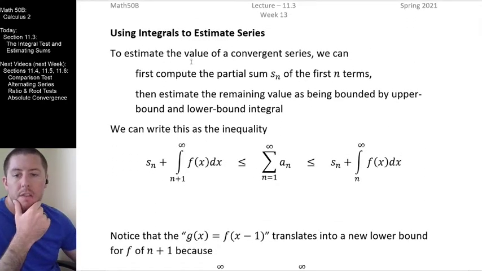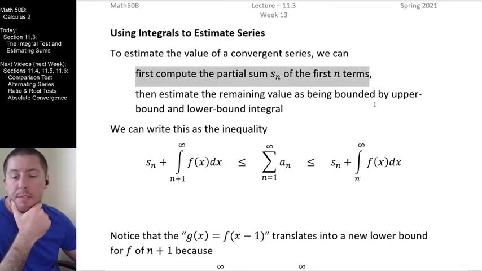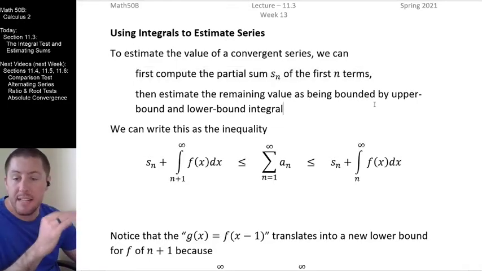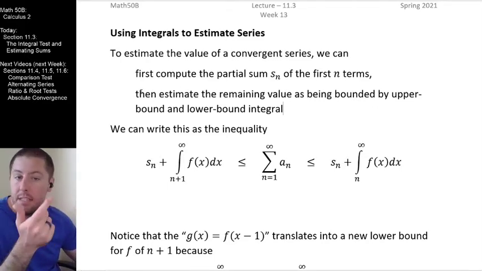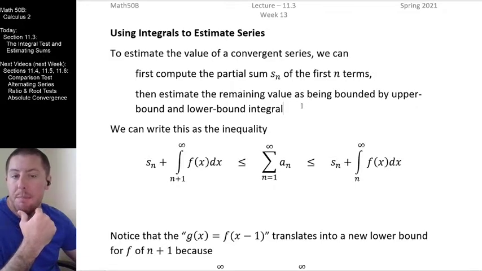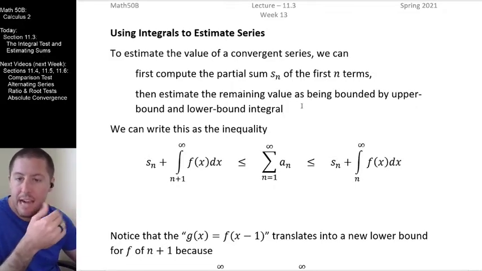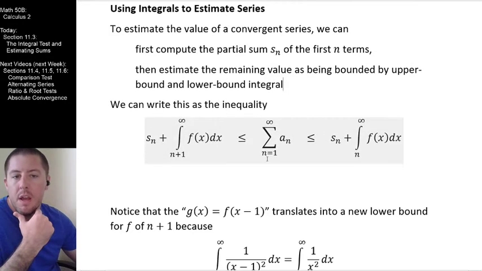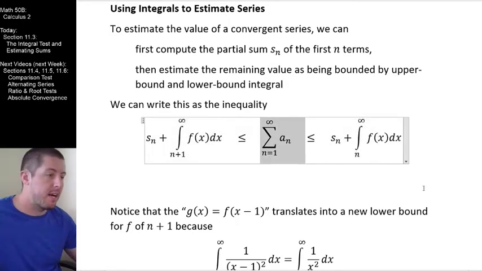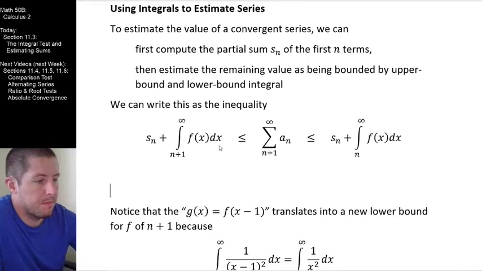To estimate the value of a convergent series, it doesn't even make sense to estimate the value of a non-convergent series, right? We can first compute the partial sum of the first n terms. So like our first 5 terms, that's getting us exact so far. There's no estimate happening so far. Then we're going to estimate the remaining value as being bounded by an upper bound and a lower bound integral, exactly like we just saw in Desmos. We can write this inequality like this. This is our exact value we want, but can't get.